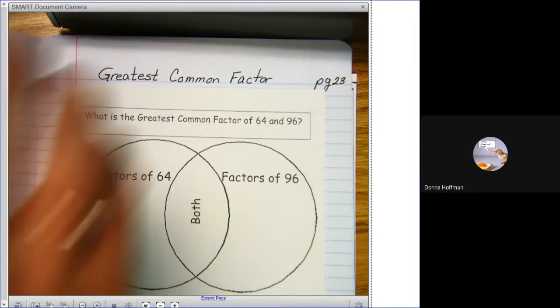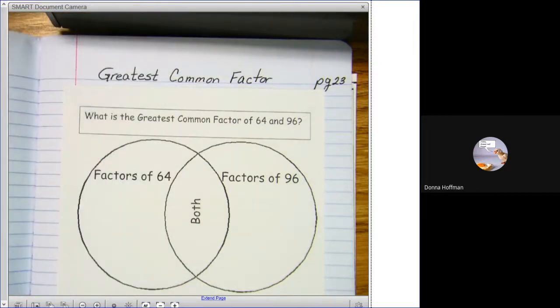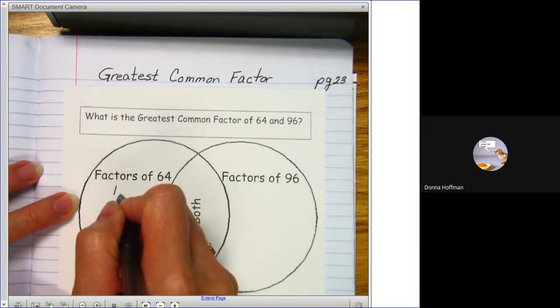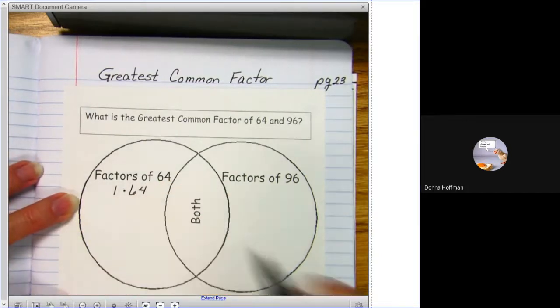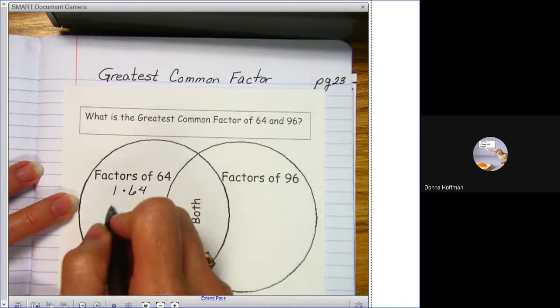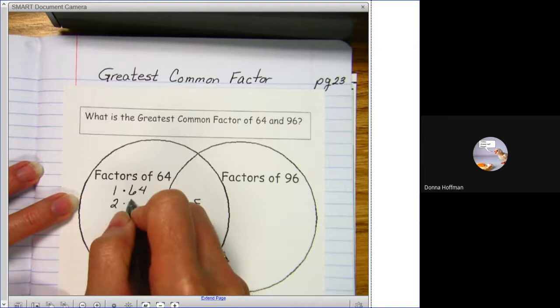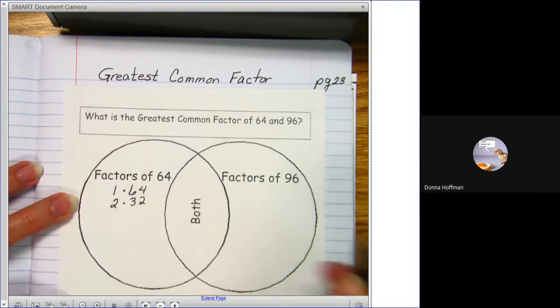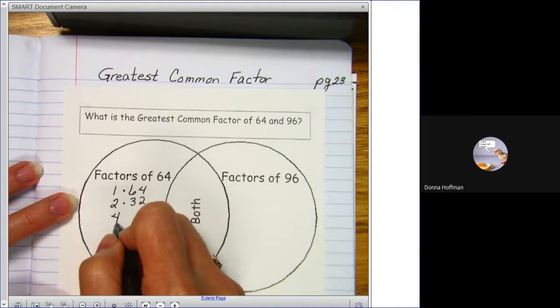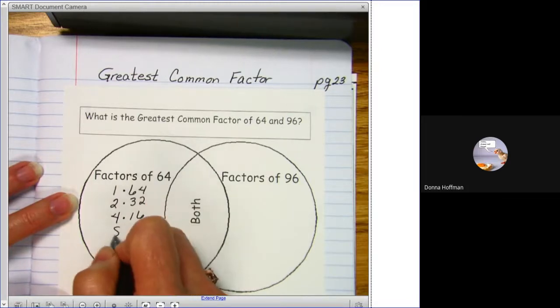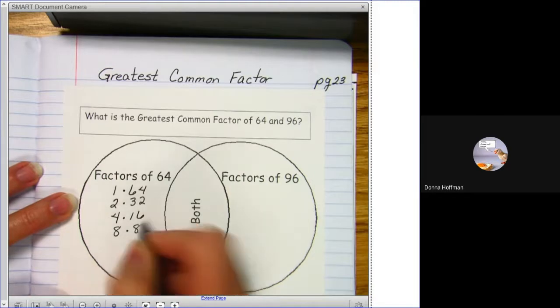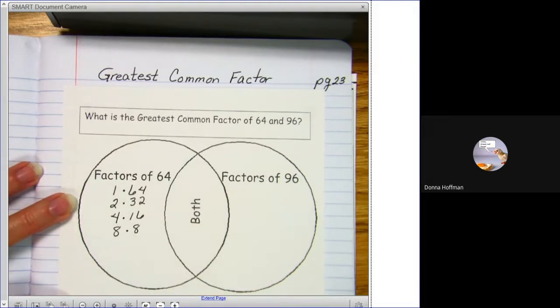So the very first thing I have to do is list all the factors of 64. That would be 1 times 64, 2 times 32, 4 times 16, and 8 times 8. I can use my divisibility rules in order to figure out which factors belong to 64.